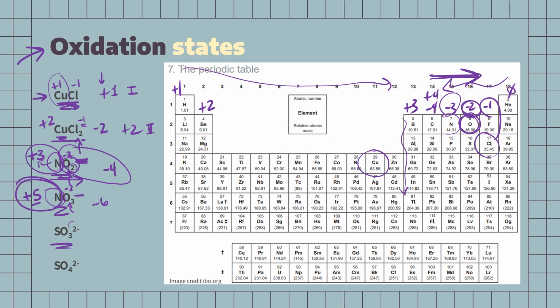Let's do SO3 with a -2 charge. This is our sulfite ion. Those 3 oxygens, because oxygen is closer to fluorine than sulfur, so we're going to give oxygen that -2 charge first. Oxygen's -2 oxidation state times 3 is going to be a -6. Sulfur, for us to have a -2 overall charge, has to be a +4. +4 and -6 gives us that -2. The oxidation state of this sulfur is +4.